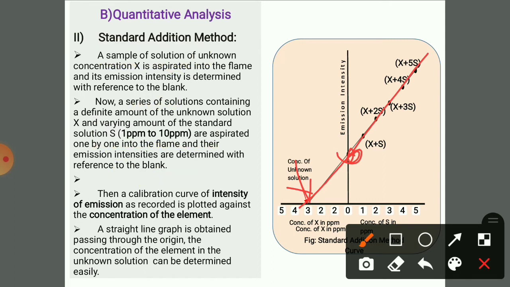So this is the standard addition method, in which the standard known solutions are introduced along with the exact definite amount of unknown solution, and in this way we can calculate the concentration of that unknown sample.